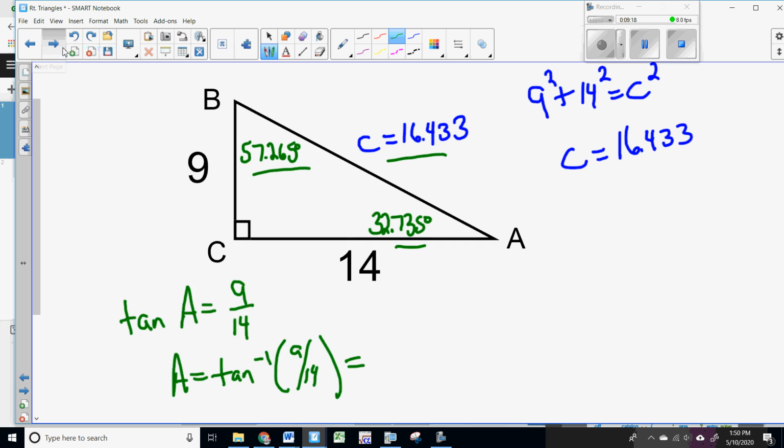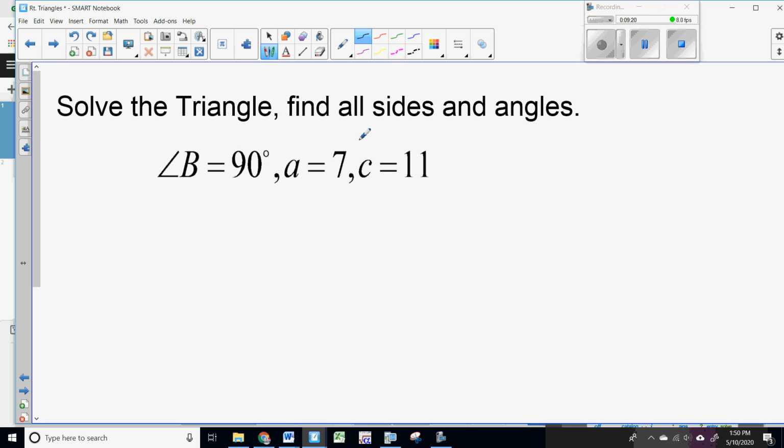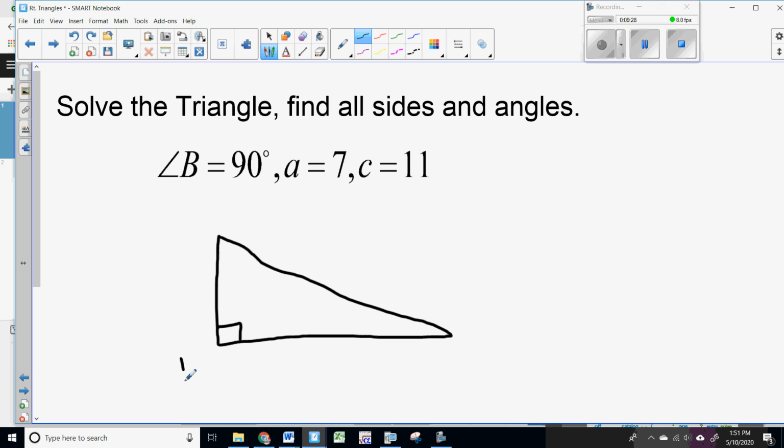And once again, just like last time, there will be some problems where we need to draw the triangle. Once again, don't worry about drawing it to scale. Just draw your triangle, put the right angle in, label. We'll say this is 7, this is 11. So if this is 7 and that's A, the opposite side is side A. If this is 11 is C, then the opposite angle is angle C. We could do Pythagorean theorem to find B. I'm not going to do that. Let's look at finding angle A.